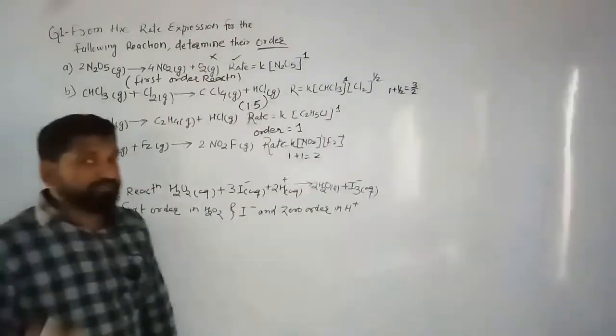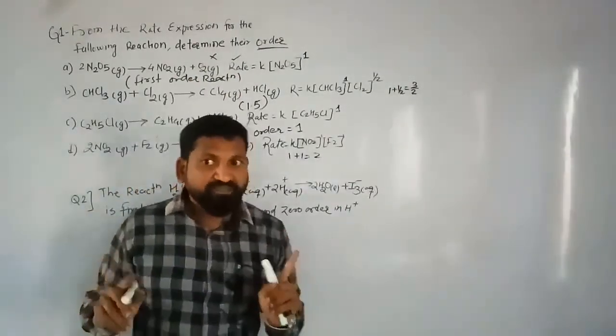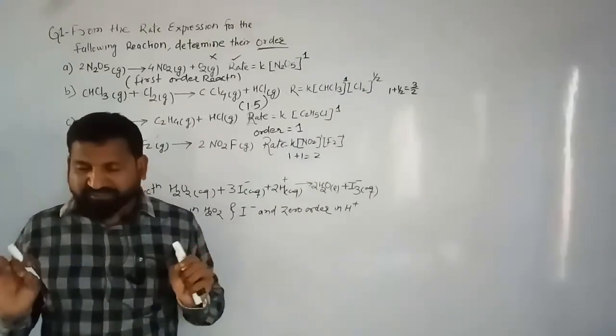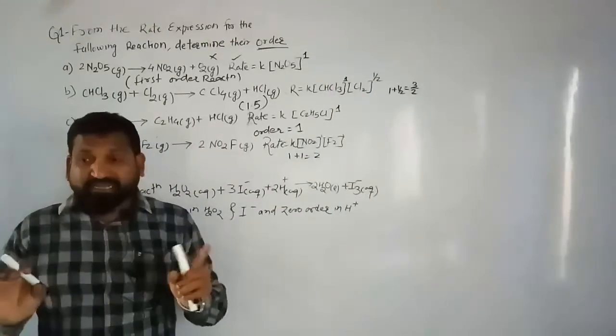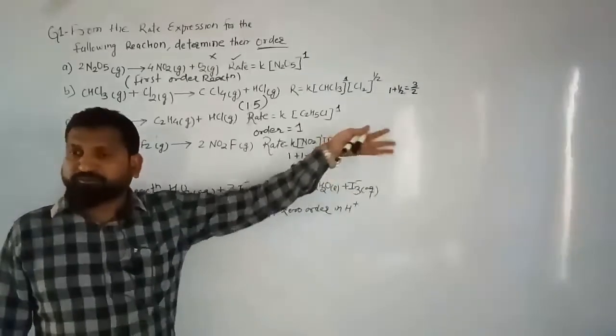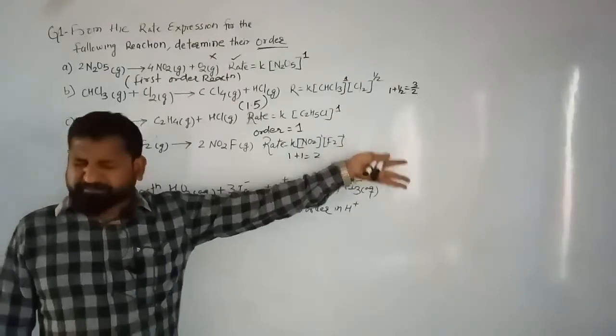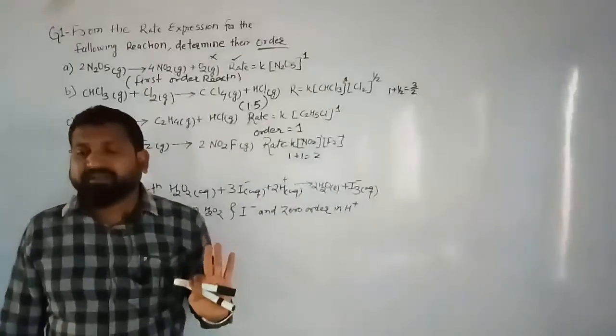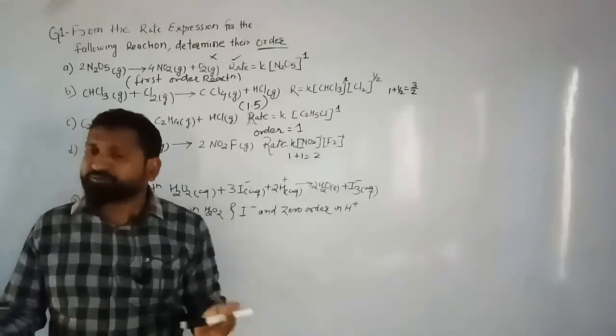In order to calculate the order of the reaction, we need two things. First, we need the reaction, and if the rate law is not provided, here for every reaction the rate law is provided, therefore your work becomes very easy. But if they do not provide you the rate law, then you can write the rate law and from that you can calculate.